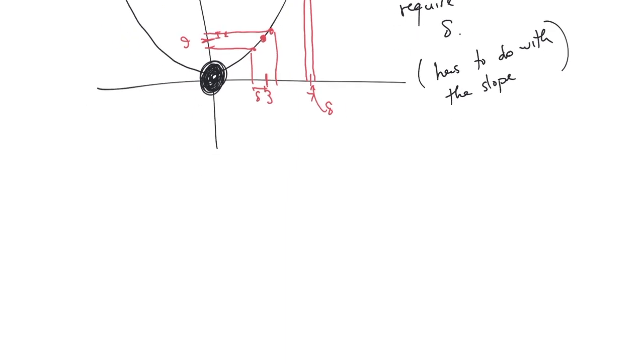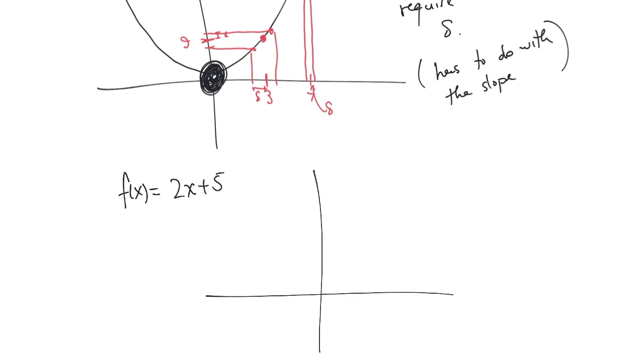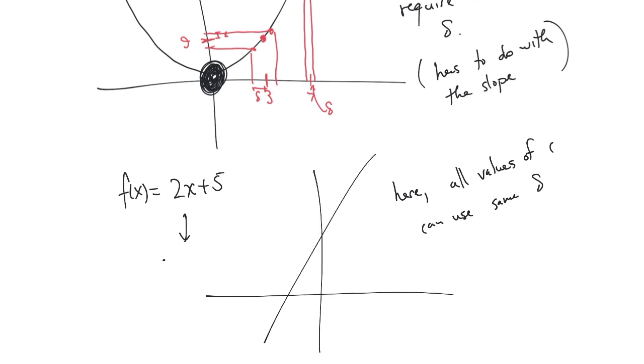Contrast that with something like a straight line, 2x plus 5. Looks like this. And if you try to draw those little epsilons and deltas, you'll notice you can use the same delta every time, the same width of the interval. It's because the slope is the same every time. So for this one, all values of c can use the same delta. In fact, in this particular example, I happen to know you can just let delta be epsilon over 2. Once you do all the simplifying, you factor the 2 out, and everything works out perfectly the way you want.